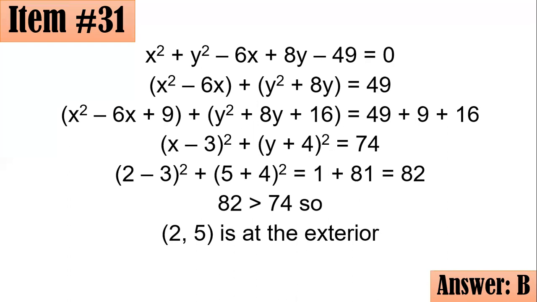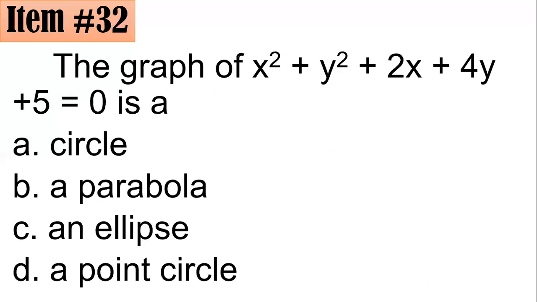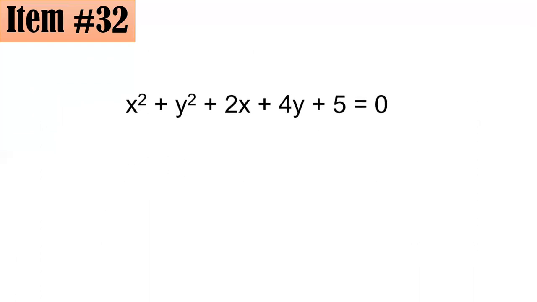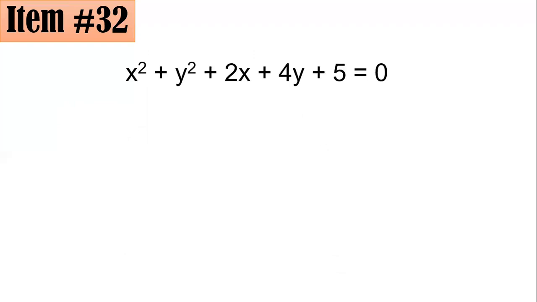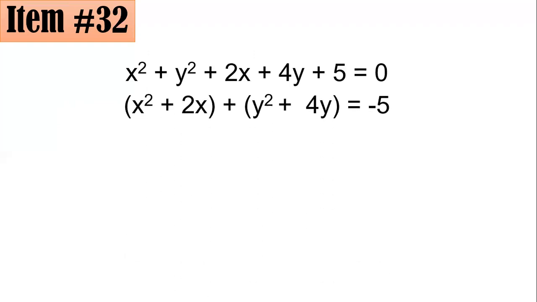Okay, 32. The graph of x squared plus y squared plus 2x plus 4y plus 5 equals 0 is what? Is it a circle, a parabola, an ellipse, or a point circle? Doing the same procedure as number 31, isolating the constant on the right-hand side and grouping terms with the same variable, we arrive at x squared plus 2x plus y squared plus 4y equals negative 5.